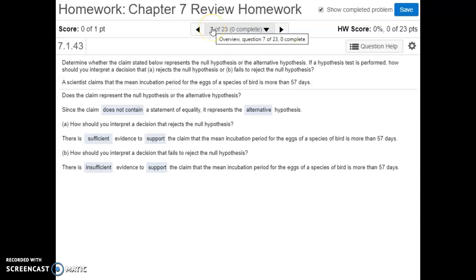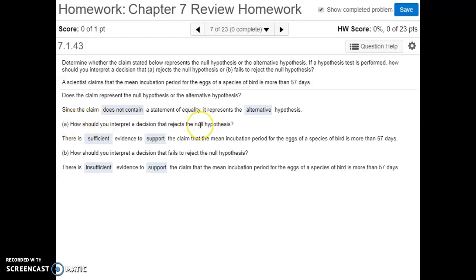For number 7, we're going to determine if a claim represents the null or the alternative hypothesis. Here our claim is that the mean incubation period for the eggs of a species of bird is more than 57 days. There's not a statement of equality in this claim. It's a strictly more than, strictly greater than claim. And since it does not contain a statement of equality, it must be the alternative hypothesis.